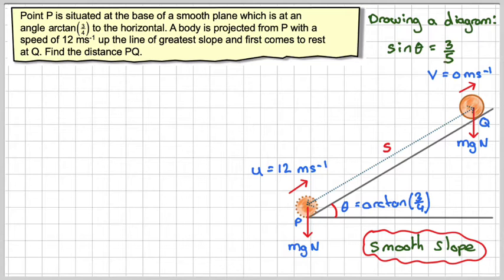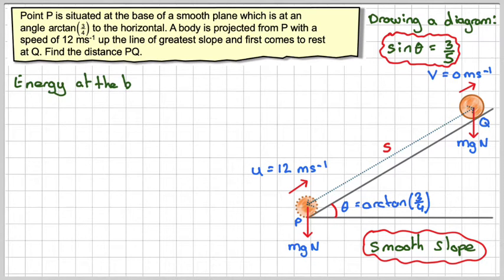We should note from here that this is arctan 3/4. Basically, it's saying this is 3, this is 4, this would be 5, as we've got a 3, 4, 5 triangle. So sine would be opposite over hypotenuse, which would give me 3/5.